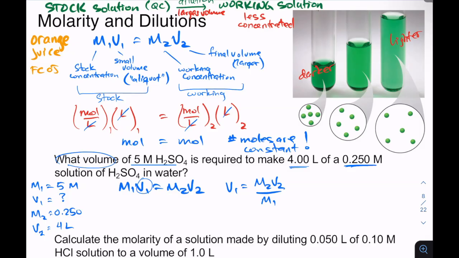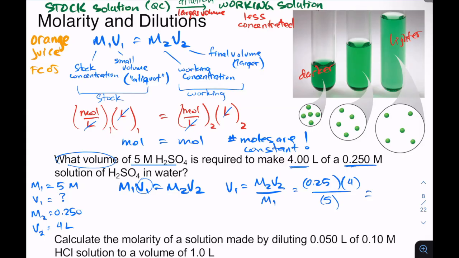Now, we could put the units in for molarity and make sure that everything cancels out when you do algebra, but we can also just see we have molarity in the numerator and molarity in the denominator. So moles per liter is going to cancel out and we're going to end up with volume. All right, so the units cancel out appropriately. Now let's put our values in. M2 is 0.25, the volume V2 is 4, and M1 is 5 molar. So now we should have our answer.